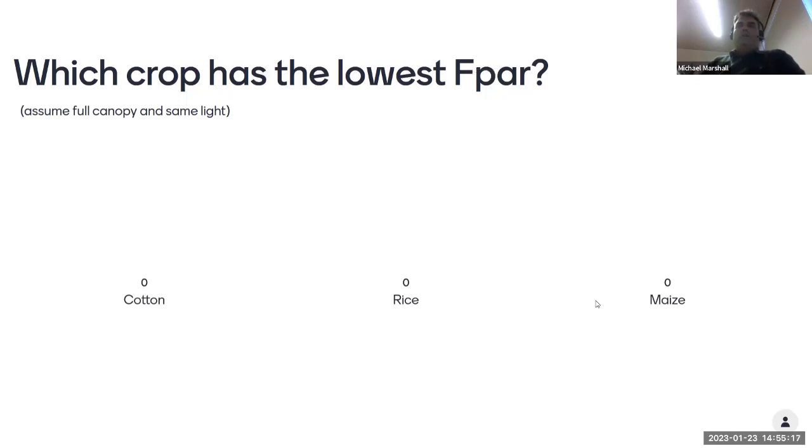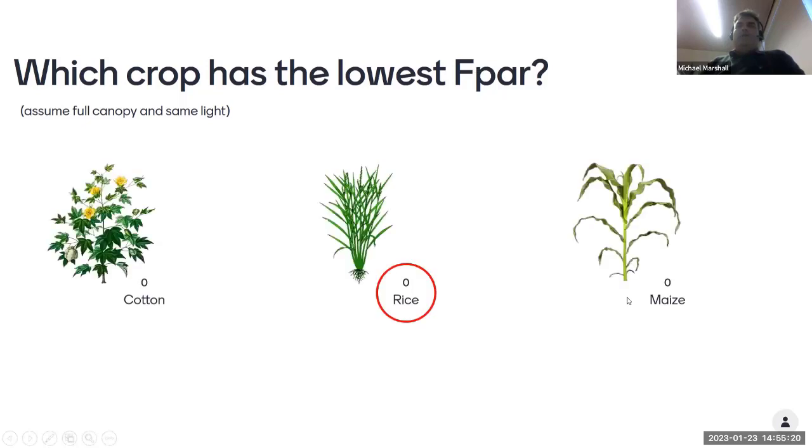So indeed, the right answer is rice. And so I include some diagrams here so you can get a visual. So cotton has a very high fraction of photosynthetically active radiation because the leaves are what we call planophile, or horizontally oriented, and the leaves are very broad, right? So if you can imagine, if light's coming through the canopy, a lot of that light is intercepted and captured by the canopy. And so if you have your ceptometer below, you're not receiving a lot of light.